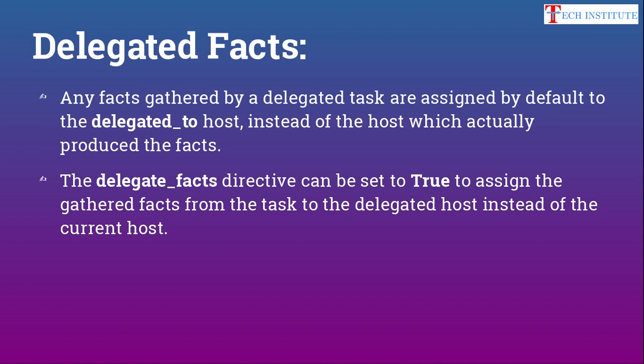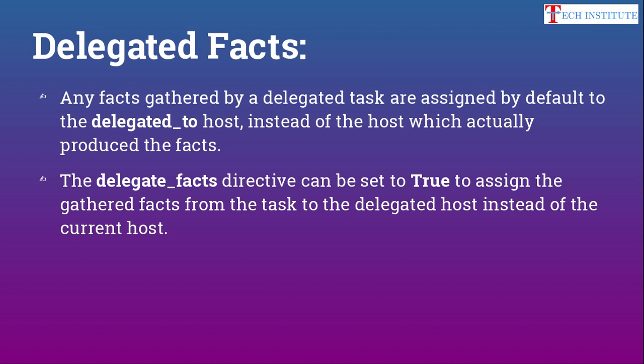Suppose you have a group of hosts called web servers, and there you have two hosts. Now you are collecting the IP address for your ETH0 for host 1 and host 2. Whatever facts it gathers, in the next tasks you want to use the same variable for ETH0. Instead of taking it from the current host, it will take whatever you gathered in your delegated task and put that. Which can sometimes be wrong, right? Because the fact is different, that IP address is different.